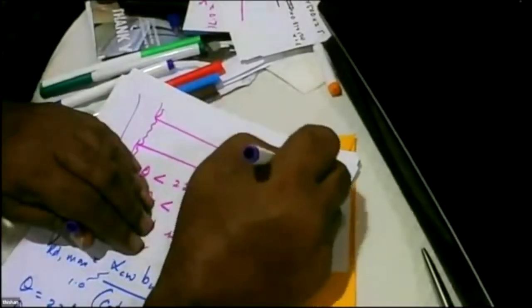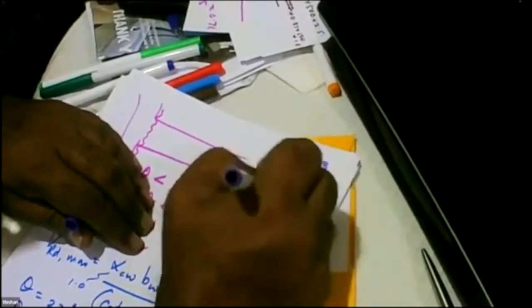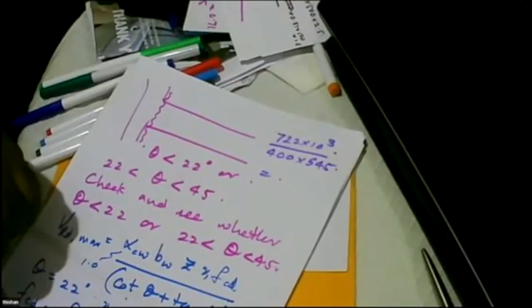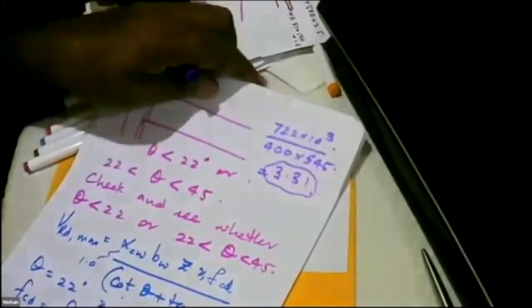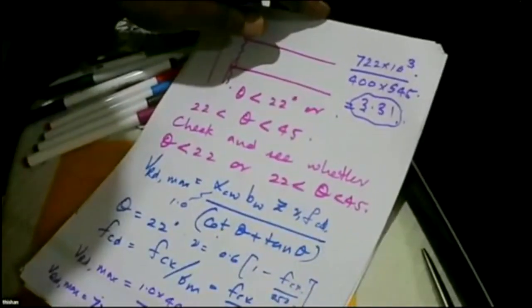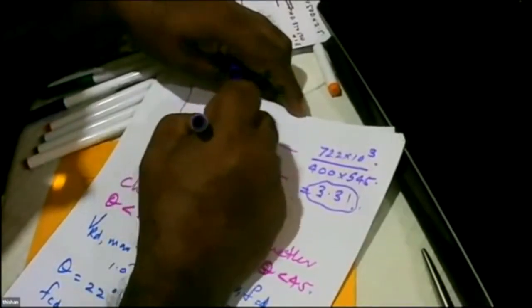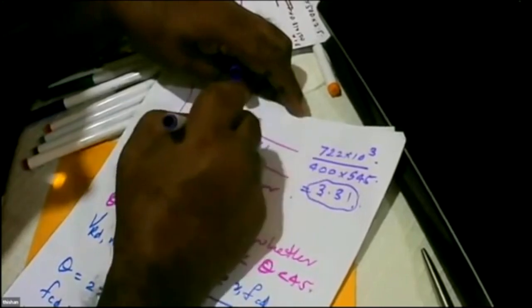Now, on to a simple calculation. 722 times 10 to the power 3 divided by 400 divided by 545. What is the answer? Close to 5? 3.31. Okay. Can you remember the magic number 5? 4.8 and 5? So what it says is, if the shear stress is 3.31, the angle is 22. If it is close to 5, what is the angle? 44.